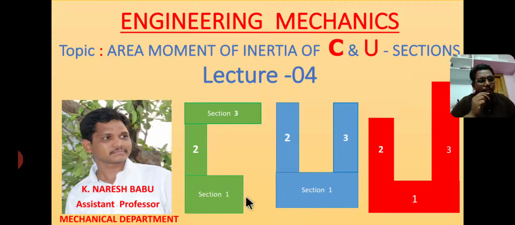These are the different shapes of channel sections, and this is the U section. These two are channel sections, having unequal lengths. In this class, I will explain how to determine the area moment of inertia of these three sections.